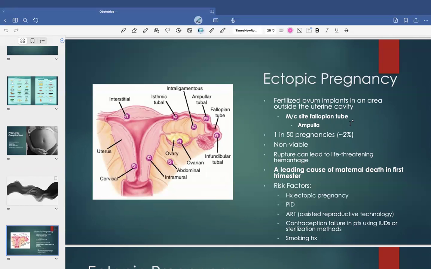As we said, an ectopic pregnancy is not viable. It cannot develop normally, and it could be life-threatening for the pregnant individual. A ruptured ectopic pregnancy can result in significant bleeding, as blood vessels are disrupted, leading to internal hemorrhage, life-threatening hemorrhage, especially without prompt medical intervention. It is a leading cause of maternal death in the first trimester.